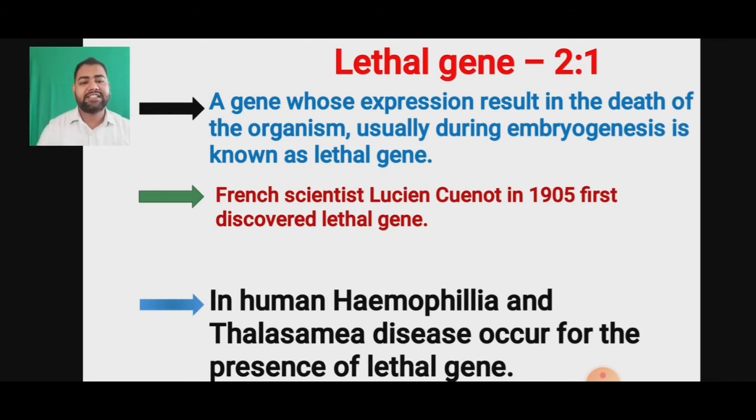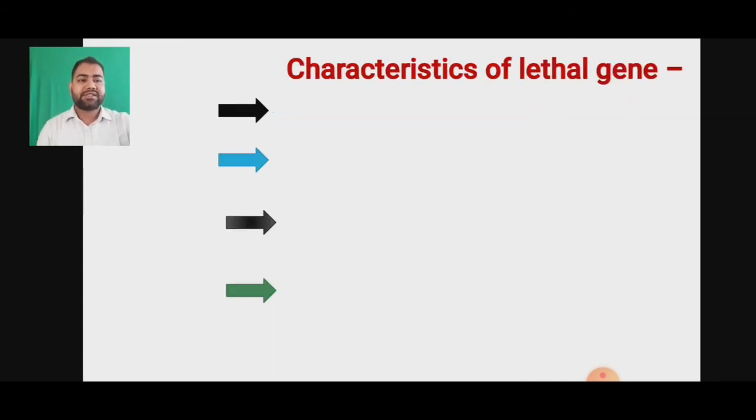The effect of lethal gene in the human body: in humans, hemophilia and thalassemia diseases occur due to the presence of a lethal gene. This is the most important information for MCQ. Characteristics of lethal gene.